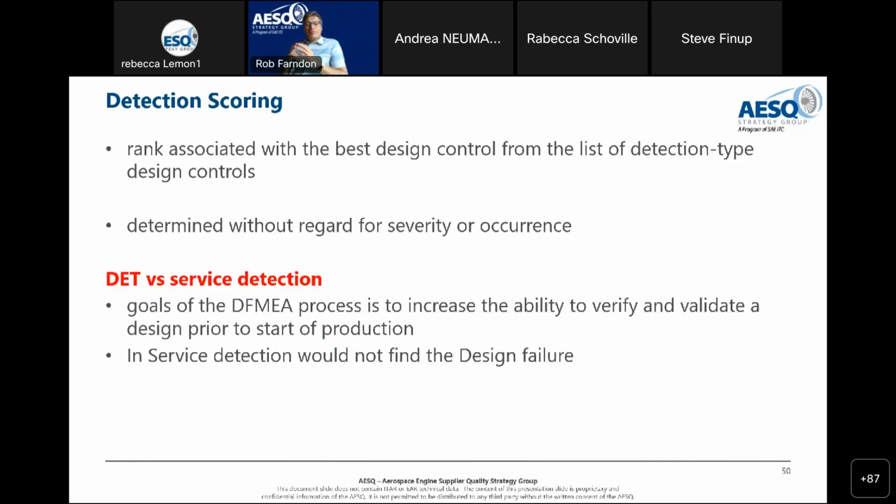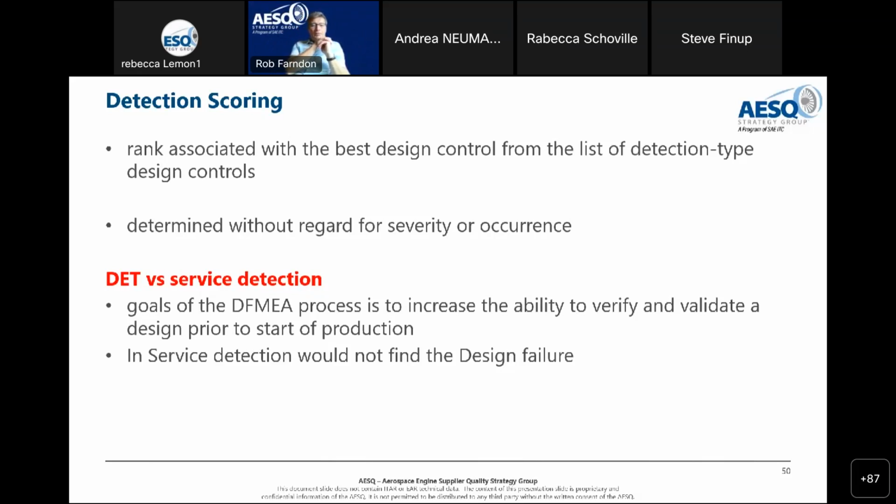Detection versus in-service detection. As I mentioned, the goal of the DFMEA is to increase the ability to verify and validate a design prior to start of production, prior to going into the operating environment. So in-service detection would not find the design failure before then. Talking about in-service detections, or detection systems in service being in operation, they are part of the architecture, they're part of the design. And so you should be scoring your design in full knowledge that those in-service detections are present. So we should usually change the severity, not the detection.